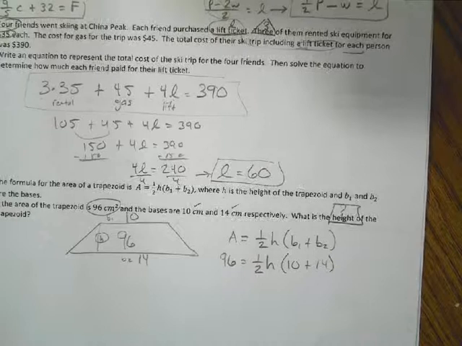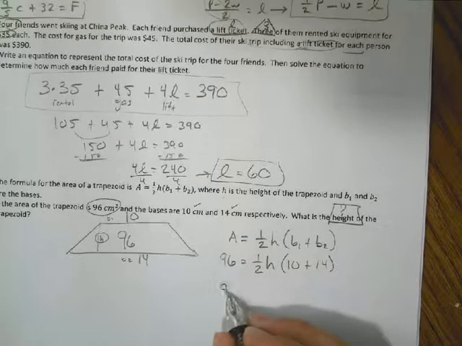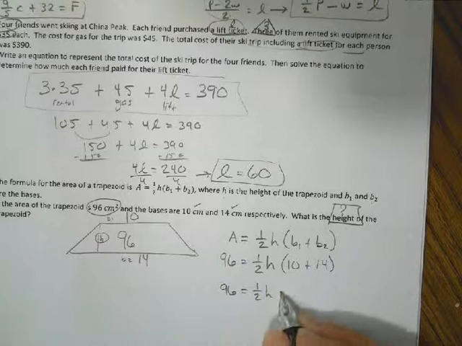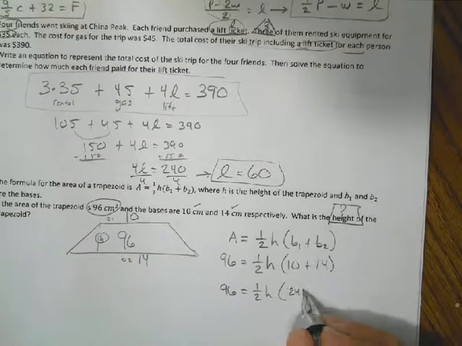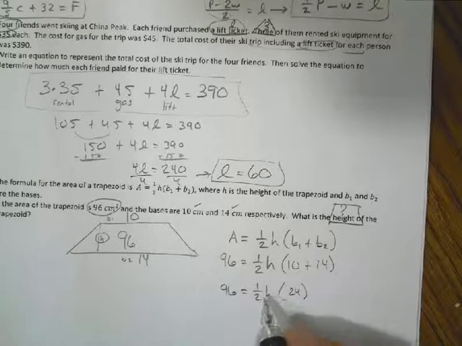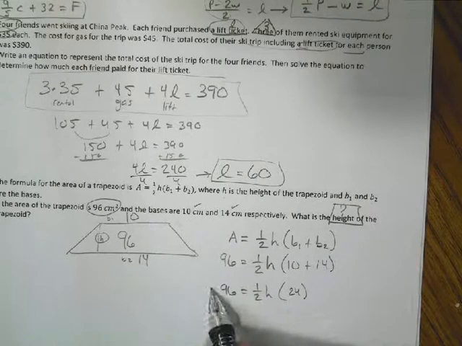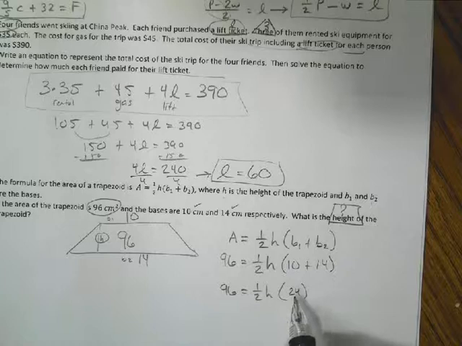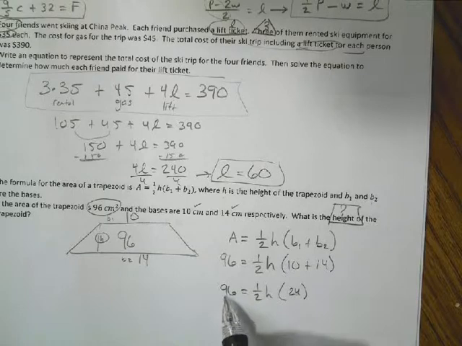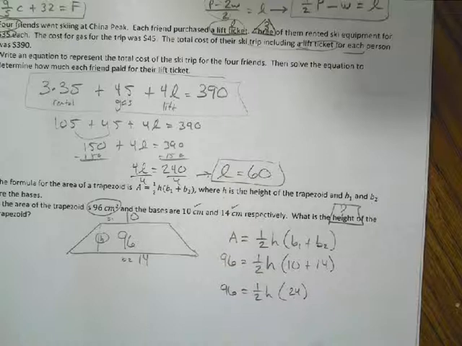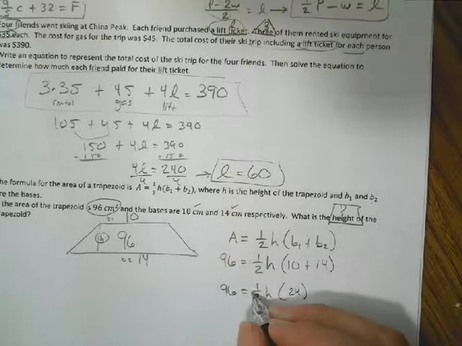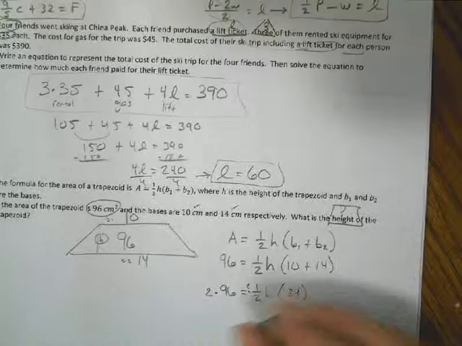So let's work this out here. Okay, our next step is going to be 96 equals 1/2 of h, and then 10 plus 14 is 24. Okay, so now what I need to do is let's get rid of some things here. First of all, it doesn't matter the order. I could multiply both sides by 2 and then divide by 24, or I could divide both sides by 24 and then multiply by 2. It's not a huge deal what order I go in. I'm going to go ahead and begin by multiplying both sides by 2 to eliminate the fraction.